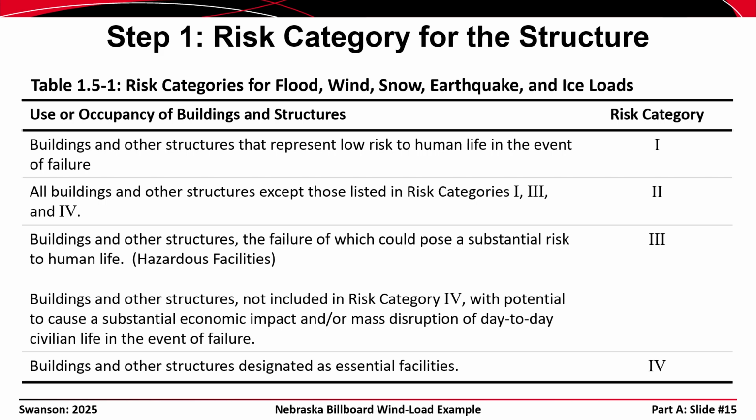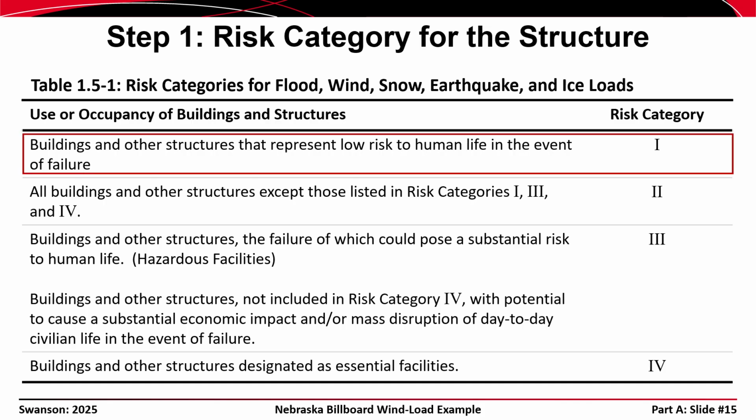So it follows then that the first step is for us to assign a risk category to our structure, and we do that by referring to Table 1.5-1 in Chapter 1 of ASCE 7-22. Looking through the descriptions of the 4 uses or occupancies that are listed in that table, I think that we can all agree that a failure of this billboard in rural Nebraska would represent a rather low risk to human life. Thus, we will assign it a risk category 1.